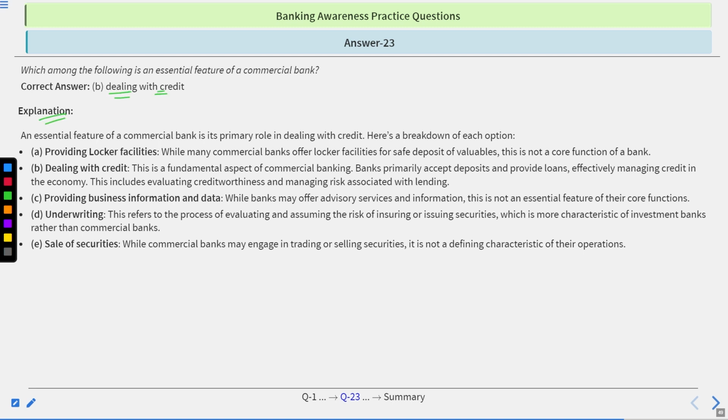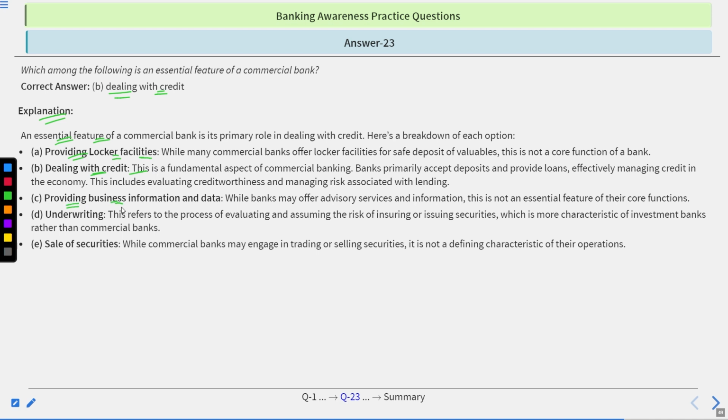Dealing with credit. Explanation: The essential feature of a commercial bank is its primary role in dealing with credit. Providing locker facilities: while many commercial banks offer locker facilities for safe deposit of valuables, that is not a core function of a bank. Dealing with credit is a fundamental aspect of commercial banking. Banks primarily accept deposits and provide loans, effectively managing credit in the economy, which includes evaluating creditworthiness and managing risk associated with lending.